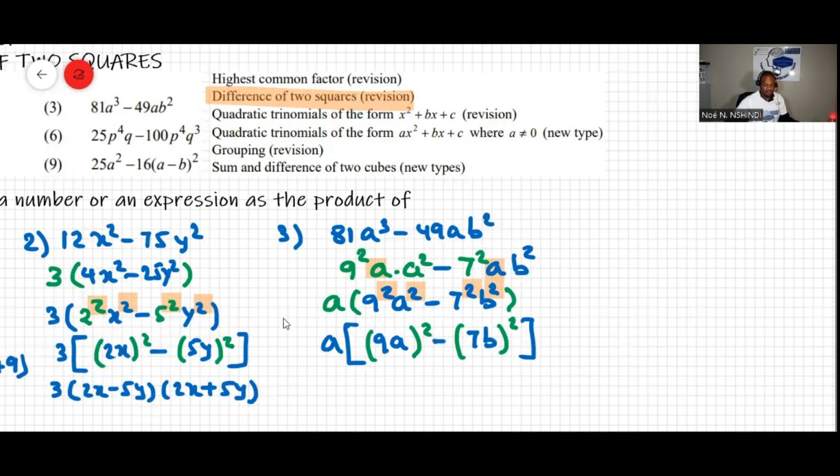Now again, we have a difference of 2 squares, so 9a to the power of 2 minus 7b to the power of 2. Now this will be a open bracket 9a minus 7b close bracket, and then 9a plus 7b close bracket.